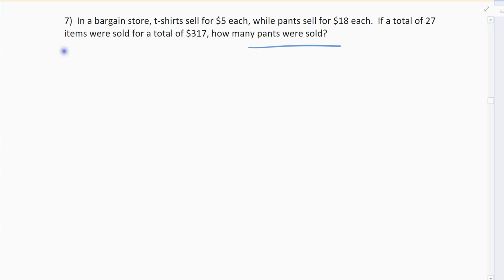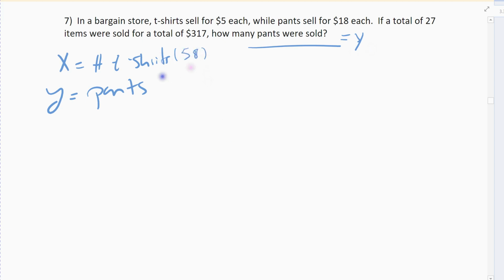This time I'm going to use X and Y. I'm going to let X be the number of t-shirts, and Y the number of pants, which is actually what we're looking for, right? I want to find my Y. My t-shirts are worth $5, my pants are worth $18, and I know I sold 27 items. Out of the 27 items, some were pants, some were shirts, and I have to figure out how many were shirts and how many were pants.